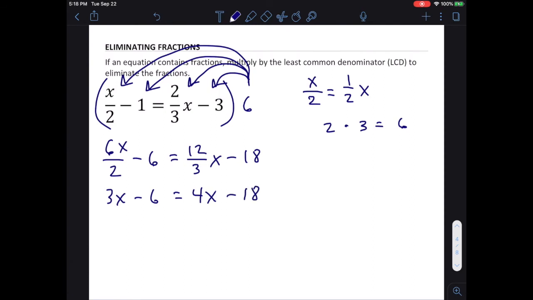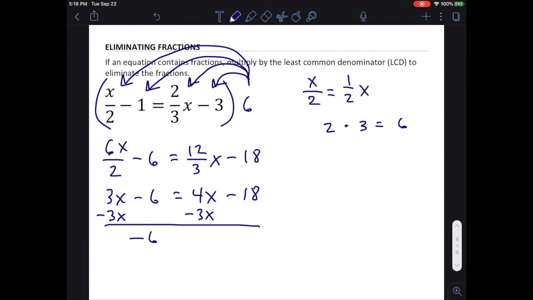Okay, so now we have a problem with variables on both sides, and we'll just solve it like we know how to solve it. So we don't need to combine like terms, we don't need to distribute anymore, so we're just going to move the variables on one side, the numbers on the other, and in this case I'm starting with the 3x because it's smaller than 4x.